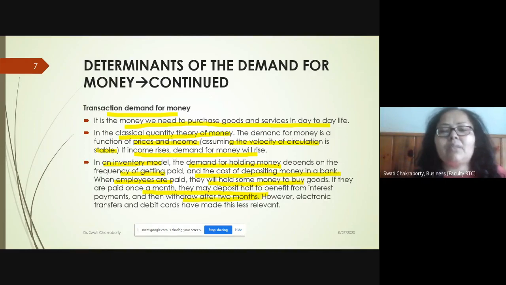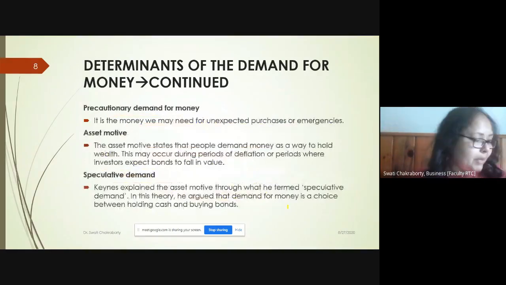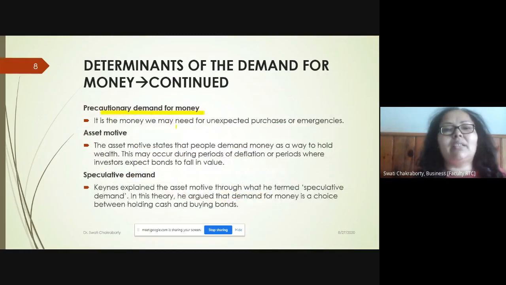But today, what has happened? You don't have to go to the bank because of electronic transfer and debit cards, which has made it less relevant for people to go to the bank. Precautionary demand for money. What is it? It's the money, as we just said, which is needed for some unexpected purchases or emergencies.